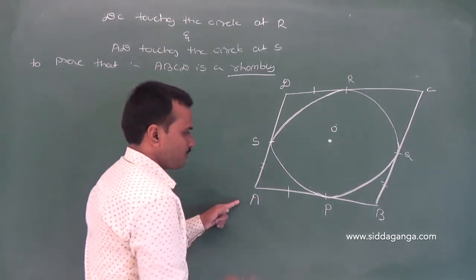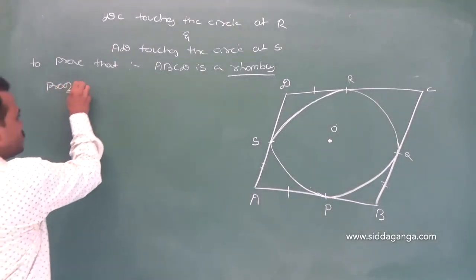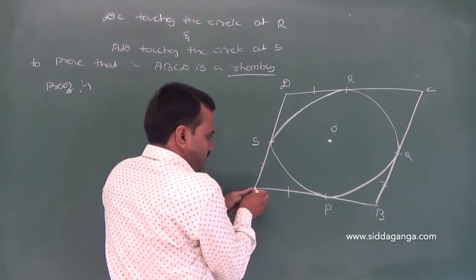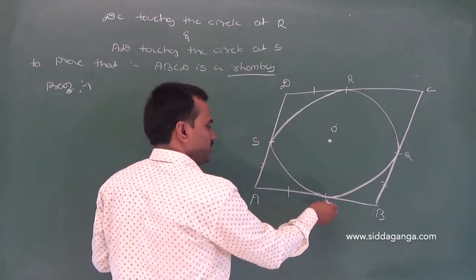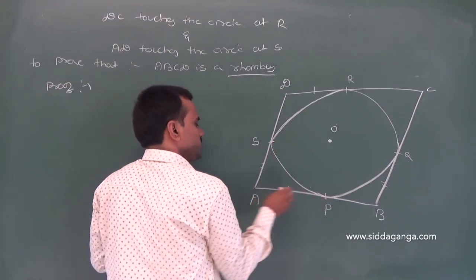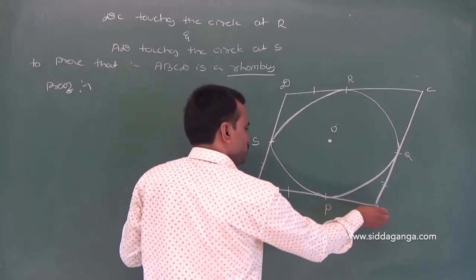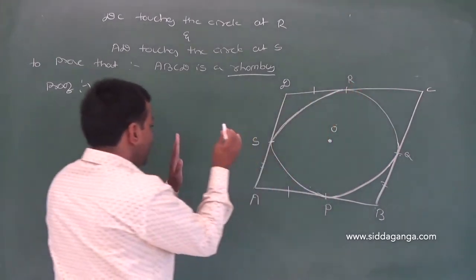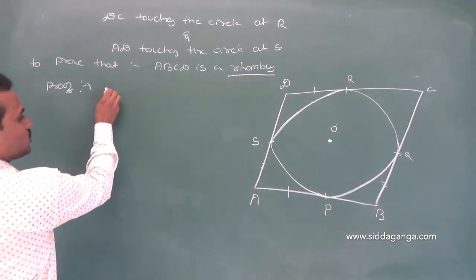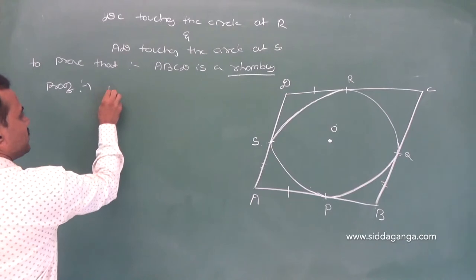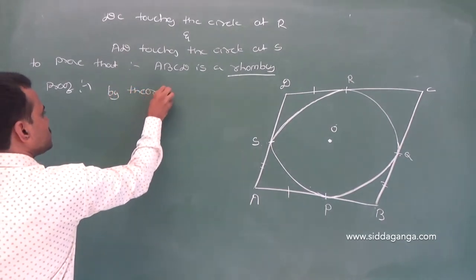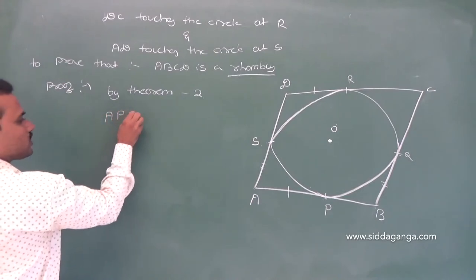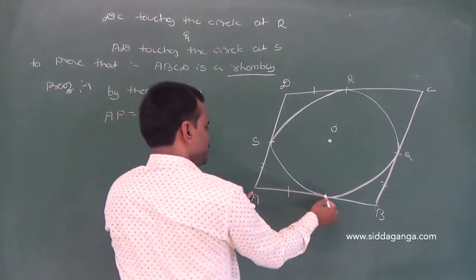So observe here. Proof. I use the same proof that we discussed in the 8th problem. A is the external point. AP and AS are the tangents with respect to the points P and S. By theorem 2, AP is equal to what? AS. BP is equal to what? BQ. CQ is equal to what? CR. DR is equal to what? DS. We write very carefully. By theorem 2, AP is equal to AS.